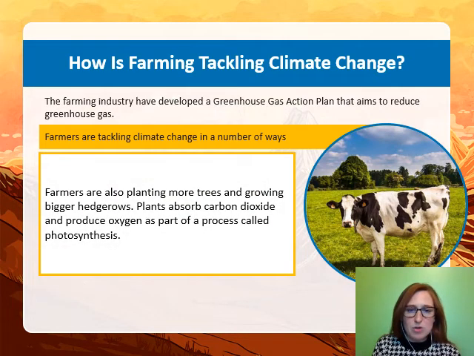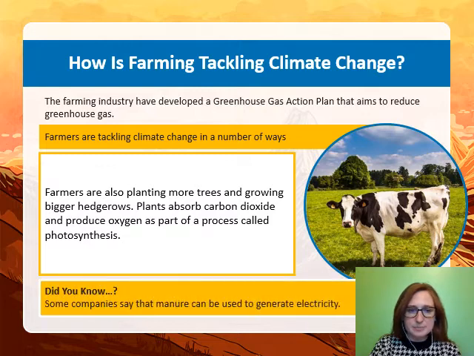Farmers are also planting more trees and growing bigger hedgerows. Plants absorb carbon dioxide and produce oxygen as part of a process called photosynthesis. So they can reduce their greenhouse gases by actually planting more trees and getting rid of some of that carbon dioxide. Did you know some companies say that manure can be used to generate electricity? So instead of burning fossil fuels, perhaps we can use the cow manure.